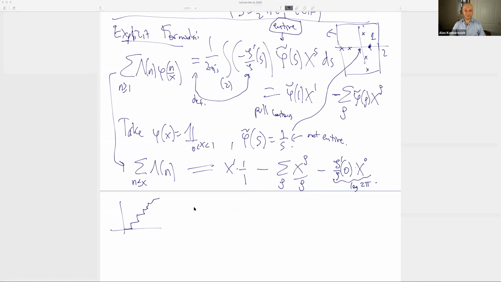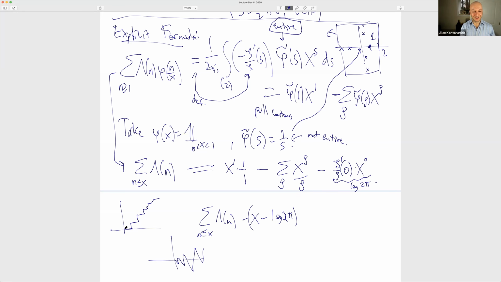Okay, you can see this again. So that's exactly what we did. We looked at this difference. We looked at the sum over n up to x of von Mangoldt minus x, minus, I guess, log of 2 pi. And that function is basically a squiggle function, right? Because this thing is a step function. This is a linear function. It's just some random squiggle function.